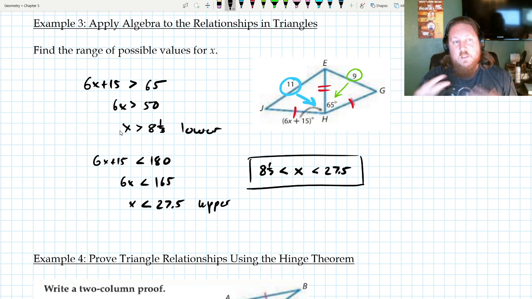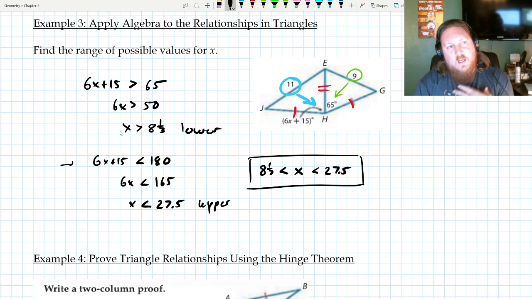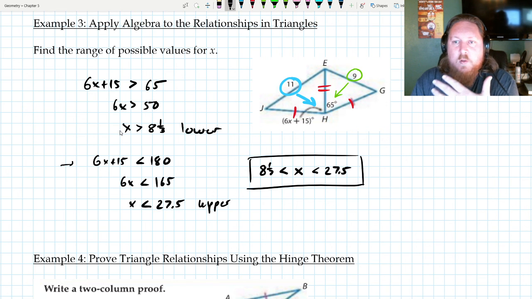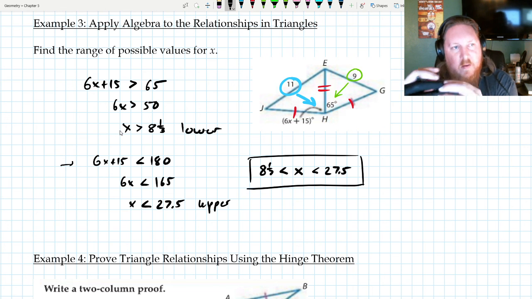Now, when you're doing these problems, sometimes your initial setup will actually help you find the upper bound, which means you then need to find the lower bound. And of course, an angle cannot be less than 0, so you would say it has to be greater than 0. So if you ever have it where you've already found the upper bound and you need to find the lower bound, you just set up the expression to be greater than 0, and then you'll find your range of values there as well.